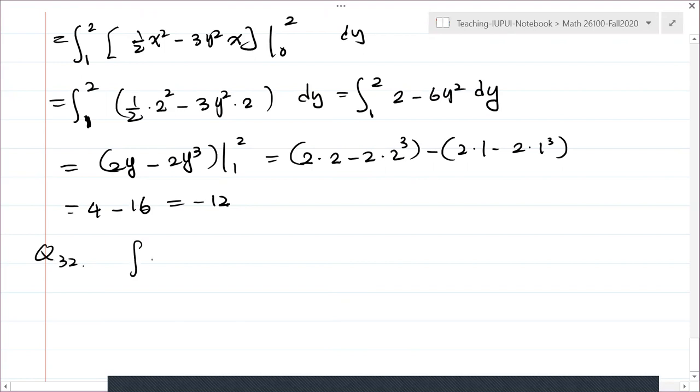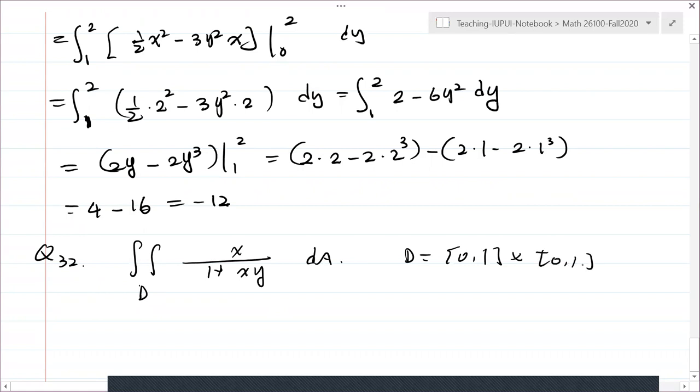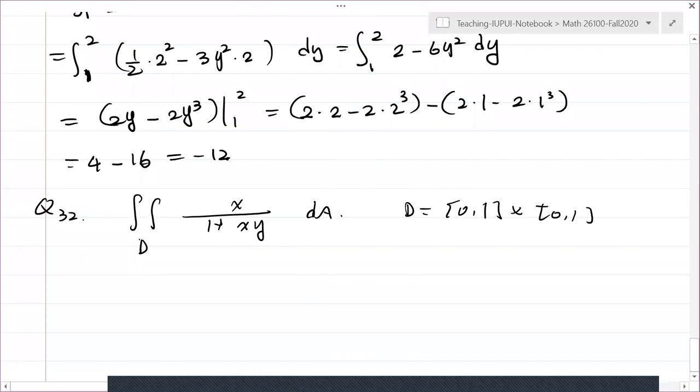Okay, this is a double integral. Sometimes I use an R instead of D. R means region. I'm going to use a D here. The integral of x over 1 plus xy dA. Okay, D is from 0 to 1 and from 0 to 1, so this is a square. First of all, you have to make sure this function is well defined over that domain, right?